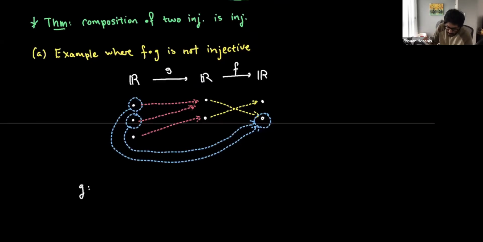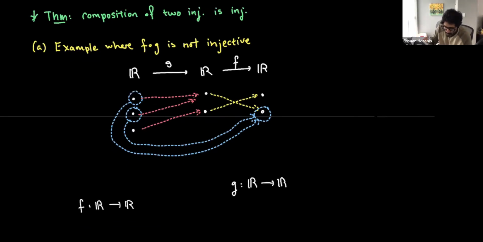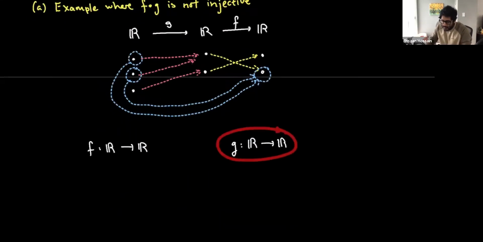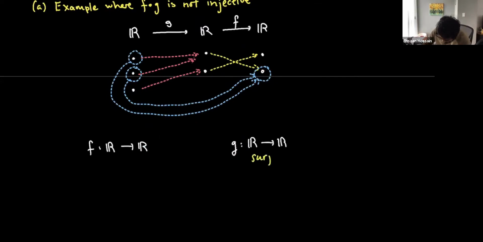So let's try to give g from R to R and f from R to R. And instead of giving a formula for g, can you draw a graph? How about that? Can you draw a graph of a g that is, what did we say? Surjective and not injective. And for f, let's say injective, and it could be surjective if you want.